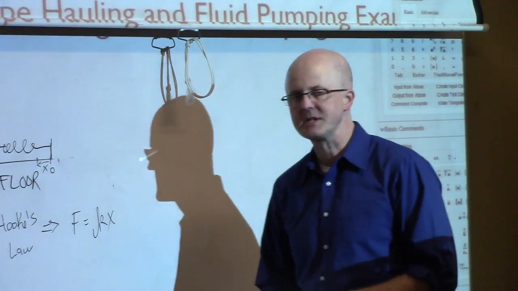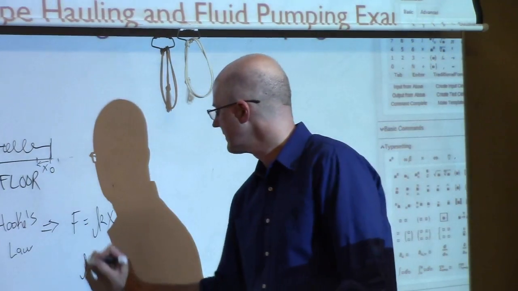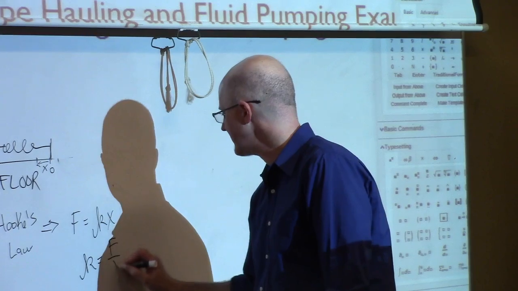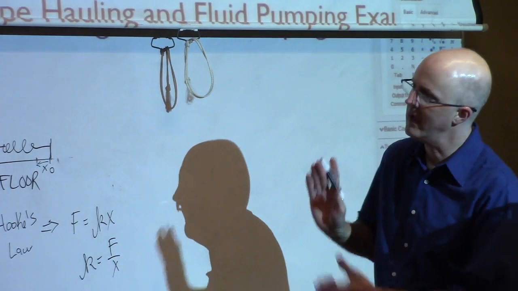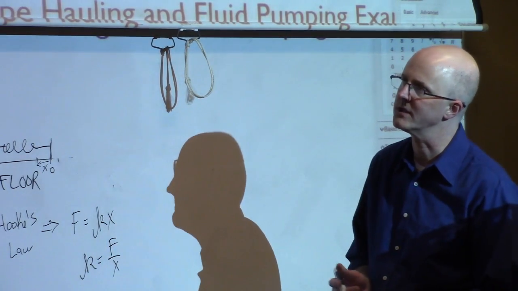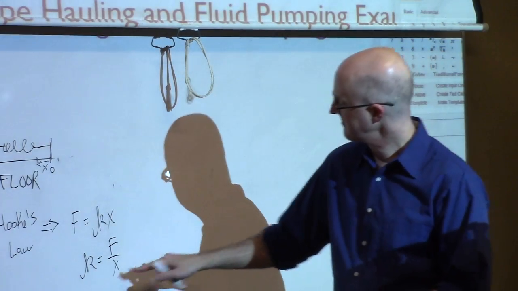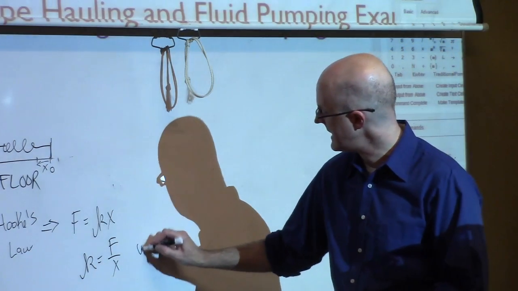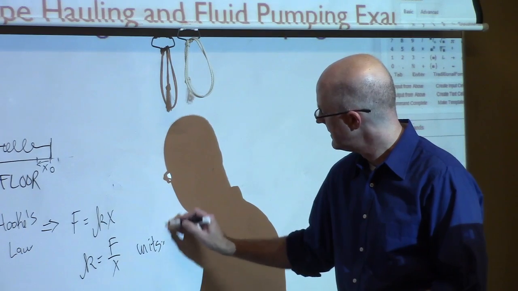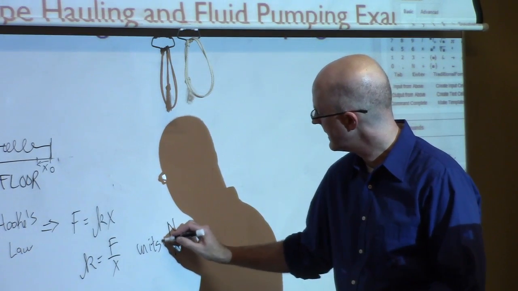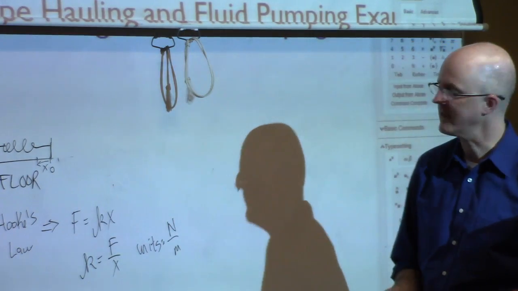The value of k is called the spring constant. You could think of it as f divided by x, and you could find its value evidently by applying a known force and seeing how far you can push it, I guess. And its units would be newtons per meter, because it's a force divided by a length.